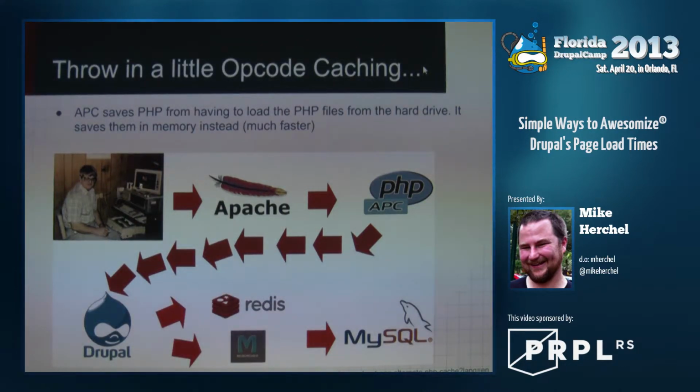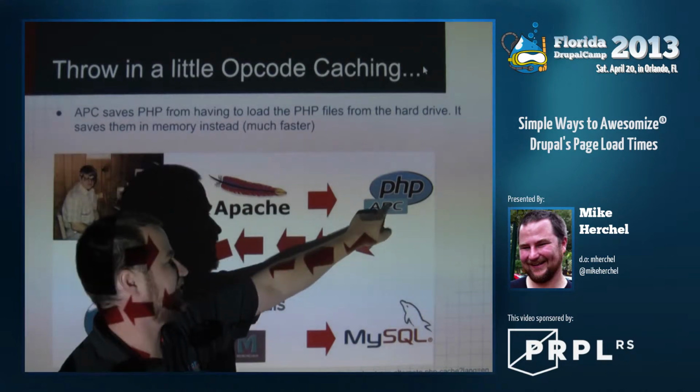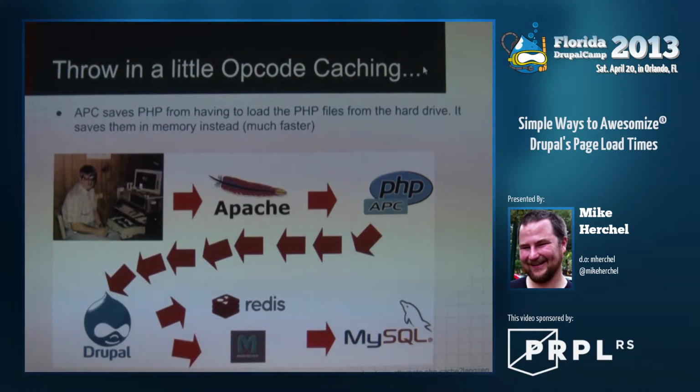So the next piece of caching is APC. You can see it there. Even though it's a little icon I threw up there, it does a lot. What APC does is it saves Apache from having to go down to the hard disk and read all these PHP files and then interpret them. Instead, it will store everything in memory. Once again, you're not touching the hard drive. That's important right there.